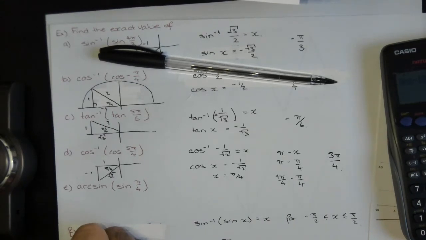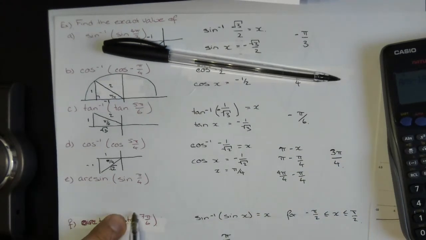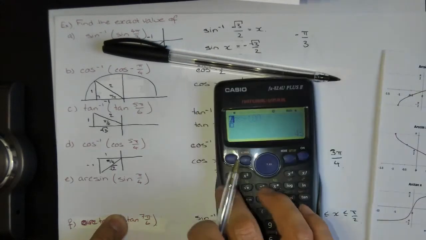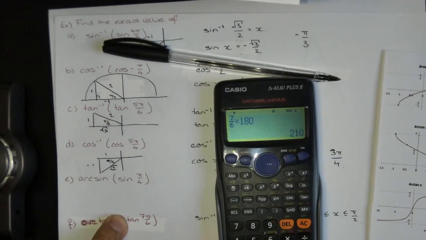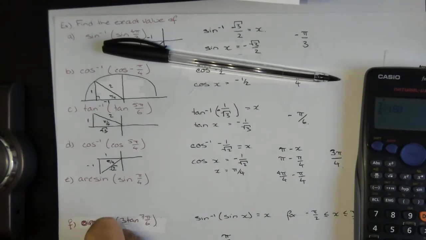I'll do arc tan of 3 tan 7 pi on 6. Okay, so I'm just going to worry about this part. So 7 over 6 times 180 is 210. Okay, so we have something over here. So that's going to be pi on 6.